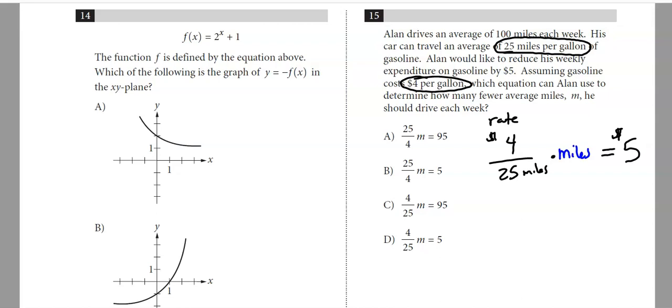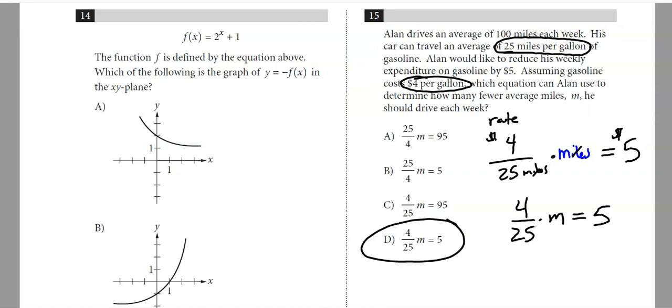Because when you cancel your units, you're going to be canceling out miles, and you end up with just dollars. So that one kind of checks out with this bottom equation. My rate of $4 per 25 miles times the number of miles. We're trying to figure out how we can get to $5. So the answer is D. It looks really easy, but to think in those terms, I think is a little harder. I know the first time I did it, I had to just run it with some numbers and see what shook out.